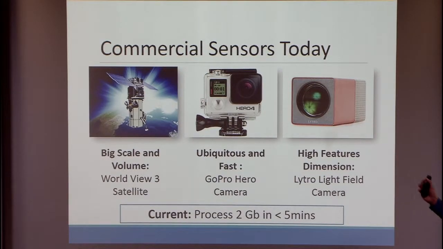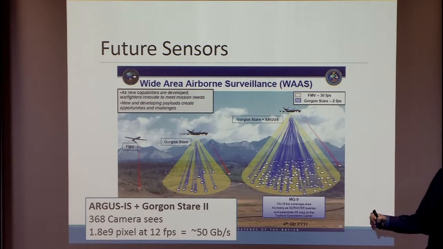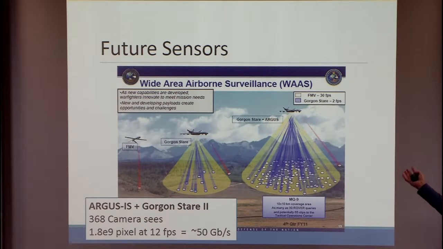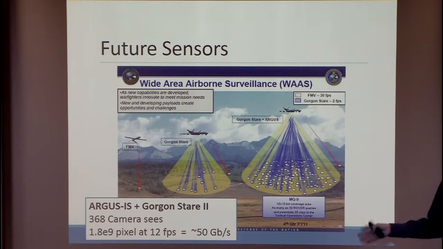If you read the US DARPA papers, this is usually the goal they state, because this translates to some kind of kill chain, if you're interested. There's a time required to, like, kill someone. This is the current state of the art by the US program. They have Gorgon Stare 2, which comprises 368 cameras and senses 1.8 billion pixels at 12 frames per second. That translates to about 50 gigabytes per second, which is already larger than what your gigabit Ethernet can handle.